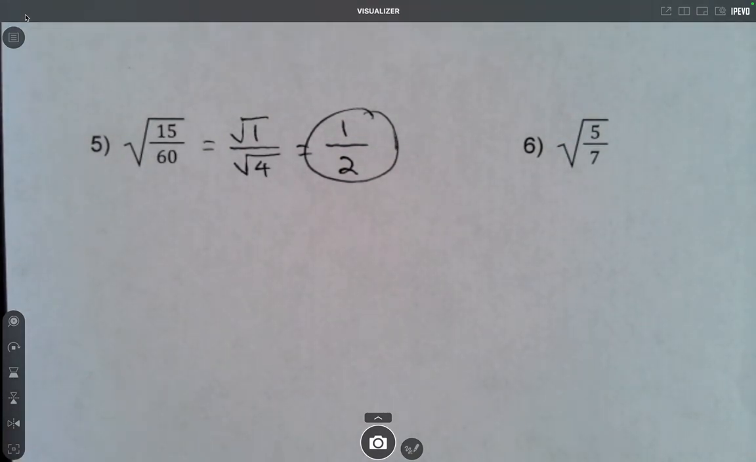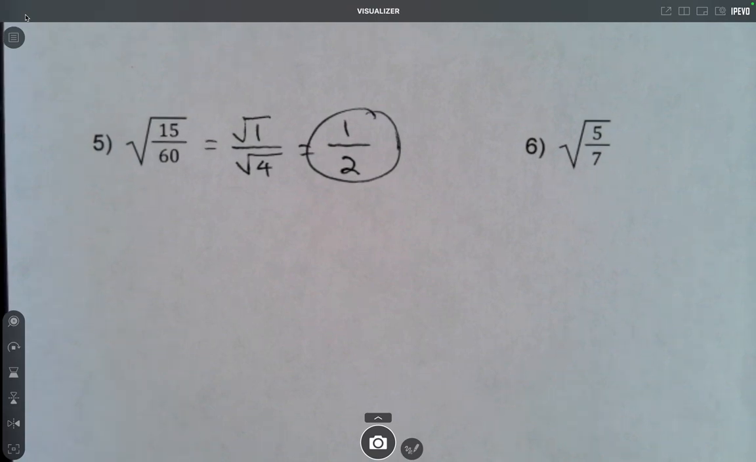So we did not have to rationalize that one because it turned out that they were both perfect squares. But we can only see that once we reduced.